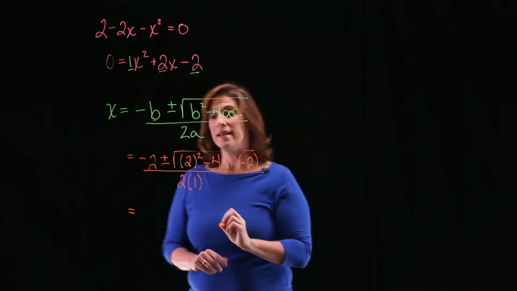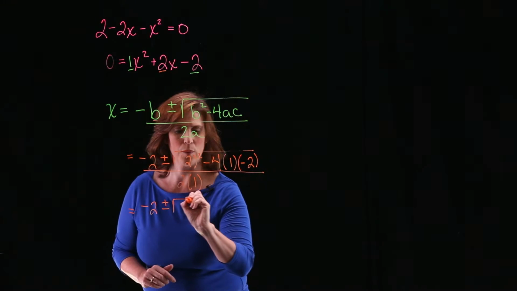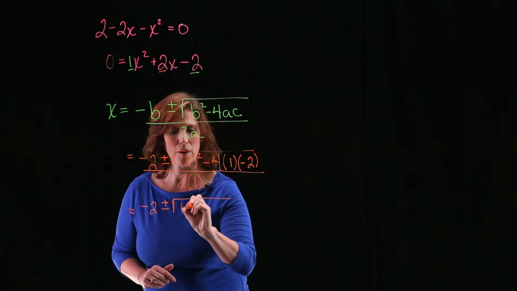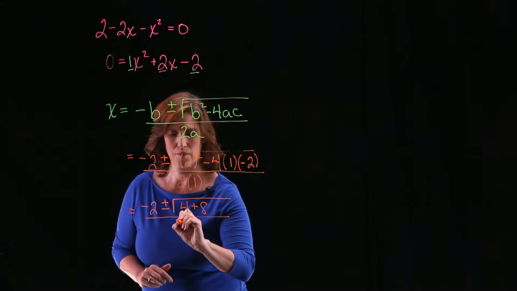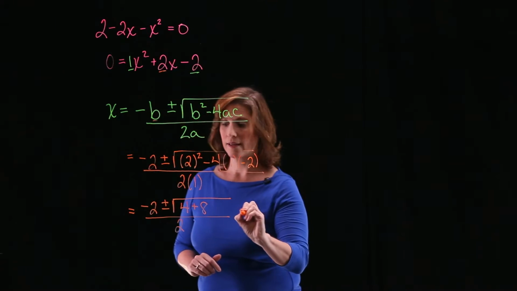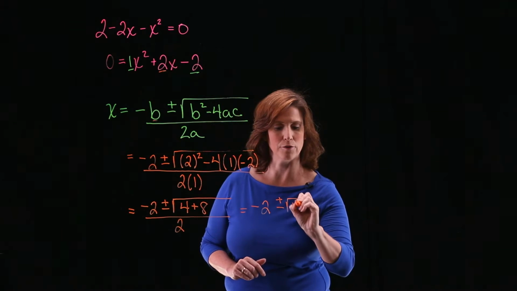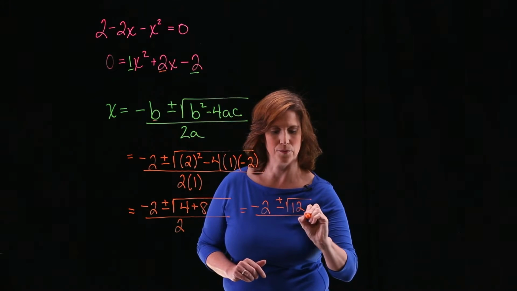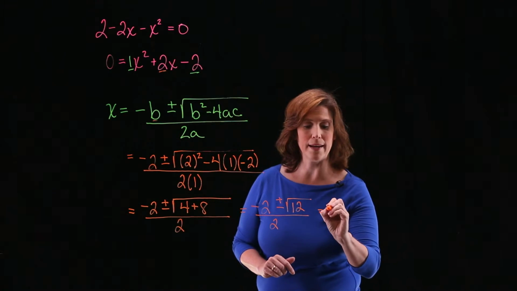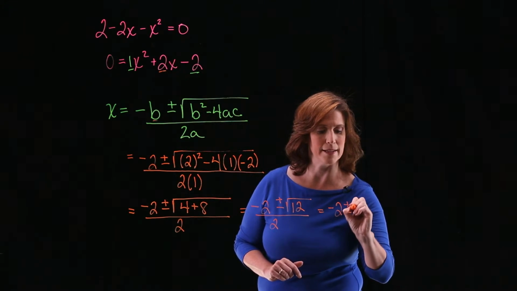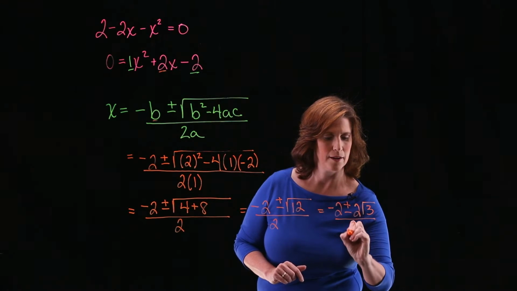Okay, so now I know that I've got negative 2 plus or minus the square root of 4 plus 8 all over 2. This is minus 2 plus or minus the square root of 12 all over 2. I can reduce root 12 by writing it as minus 2 plus or minus 2 root 3 all over 2.